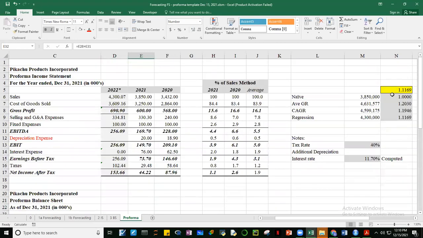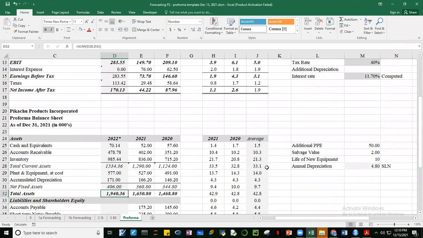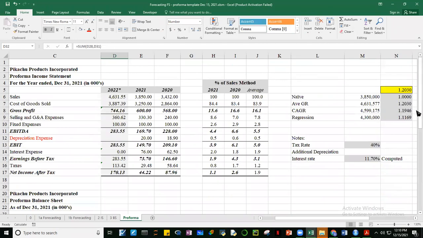Okay. Kung i-change natin to, guys, tingnan natin ha. Gawin natin itong 1.2030. Let's just play around with this one. Okay, syempre magbabago yung lahat, no? So dito, ang level of assets na kailangan natin 1940.36. Okay? So if you notice, guys, magbabago yung total assets nyo depende dun sa projected sales.